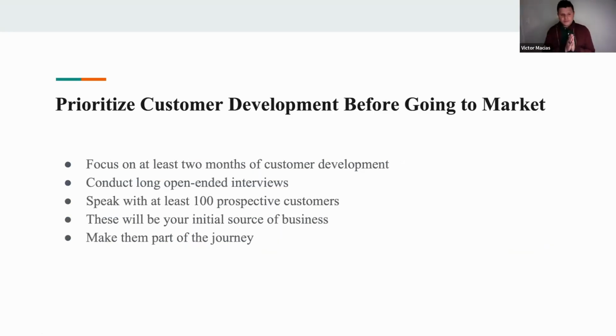The big takeaway from all of this is you need to prioritize customer development before going to market, right? It's back to the same concept of understand the problem before you create a solution. Focus at least 2 months on customer development. There's a saying, a belief that until you've spoken to 100 prospective customers, you don't know your market. All right, so you want to conduct open-ended interviews. And like I said, a lot of these are going to be your initial customers. Make them a part of the journey.